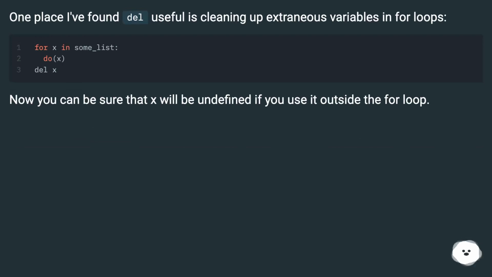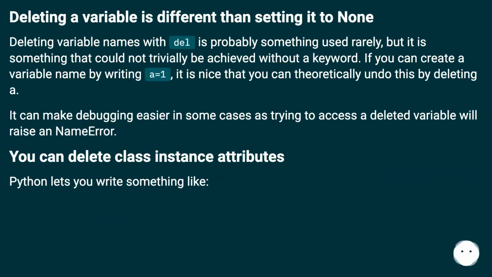One place I've found del useful is cleaning up extraneous variables in for loops. Now you can be sure that x will be undefined if you use it outside the for loop. Deleting a variable is different than setting it to None.